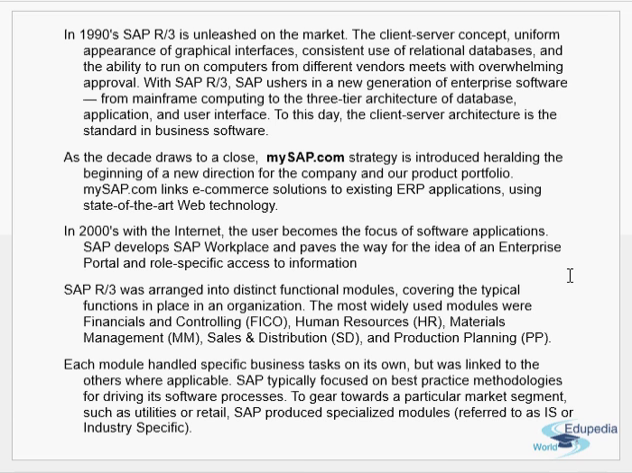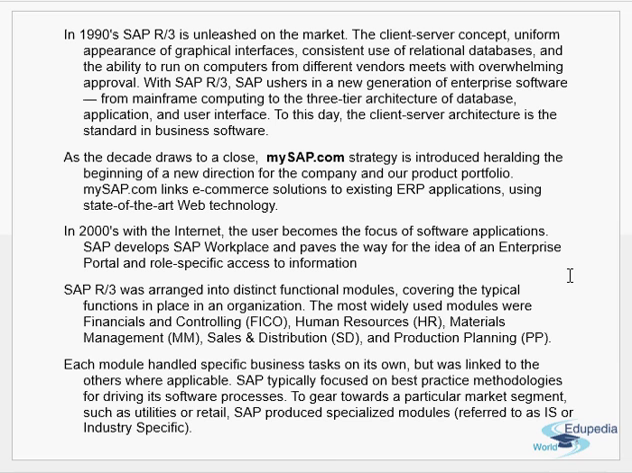First, SAP had only R1. Then came R2. It had only client server architecture. Next, they brought up SAP R3, that is the client server architecture. It had a backend relational database and it had graphical user interfaces. So from then onwards, it's a turning point in SAP.